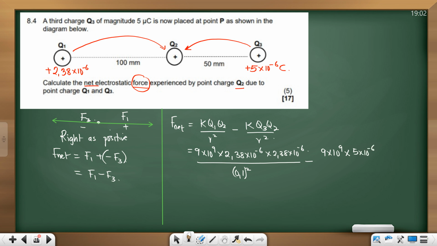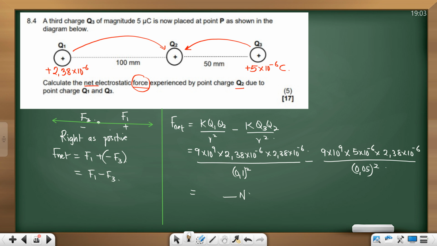Q3, 5 times 10 to the power negative 6, 2,38 times 10 to the power negative 6 over, what is the distance? 0,05 all what? Squared. You get your answer.